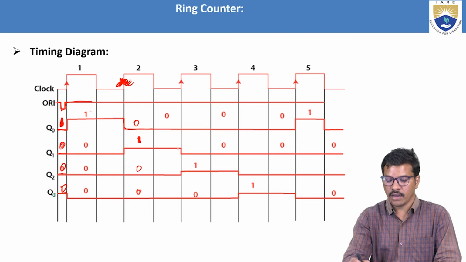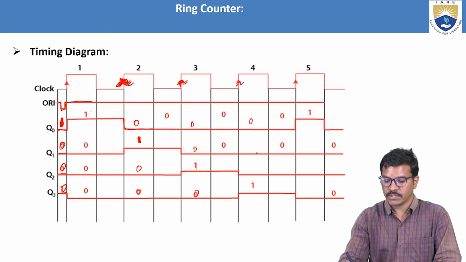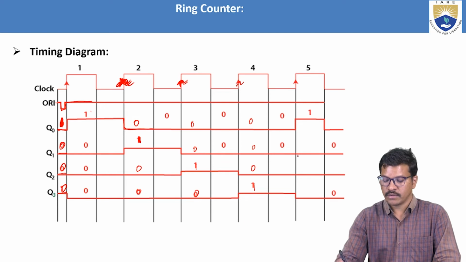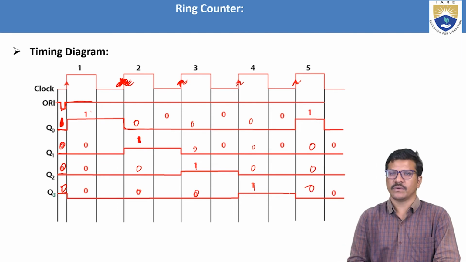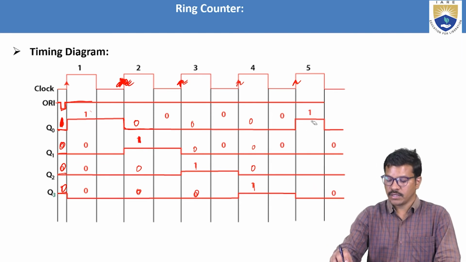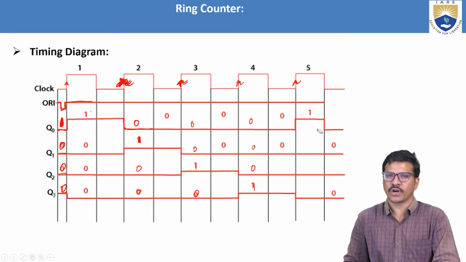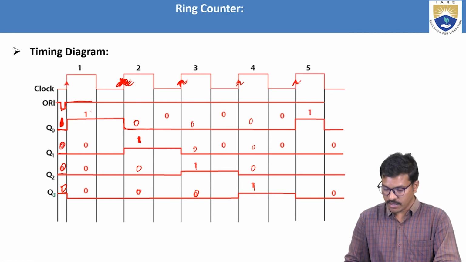It will hold on. Again with the next clock pulse, 1 to 0 to 1, this will become 0 0 1 0. In the next clock pulse it will become 0 0 0 1. Once 4 clock pulses are completed, in the 5th clock pulse it will become the initial values 1 0 0 0. So likewise, in the timing diagram, every 4 clock cycles it will again become the initial values.